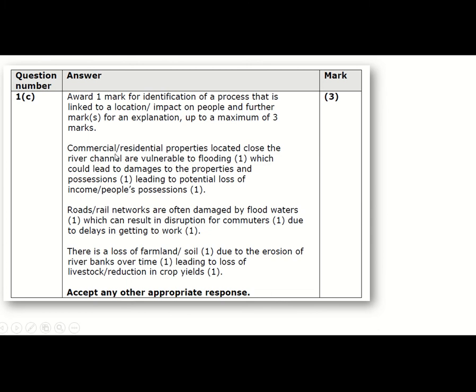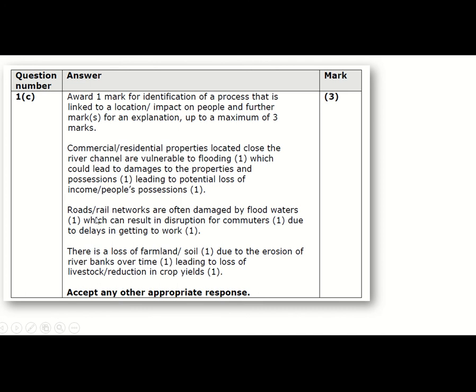Now this is the mark scheme. So 1 mark for identifying a process that could affect flooding or affect people, then explain how it's going to affect people. So commercial or residential properties, that means houses, located close to the river are vulnerable to flooding, tick, which could lead to damages to properties, tick, leading to other loss of income, tick. I mean, it's a very, very vague, not very good answer, but it will work.